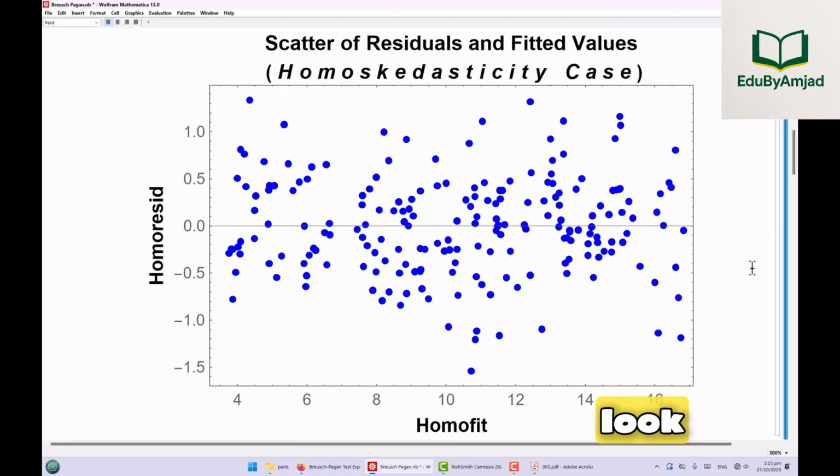Now, take a look at the scatter of residuals and fitted values from a simple OLS regression with homoskedasticity in the dependent variable. Notice that the variance, or spread of residuals, remains roughly constant as we move to the right.